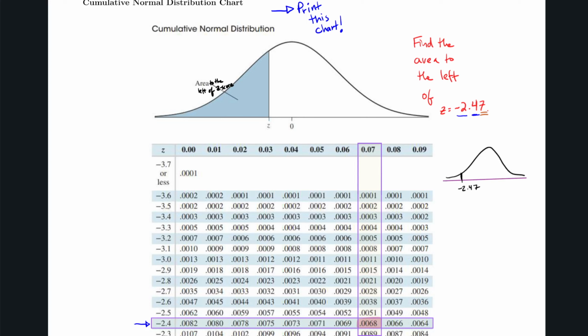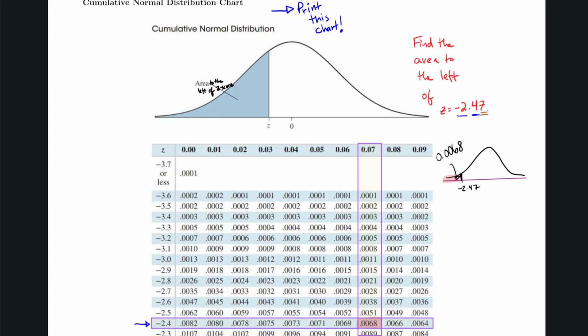If I was to draw a quick sketch of the situation, here's my standard normal curve. I've marked my negative 2.47. Far to the left, it's negative, so it should be to the left of the peak in the standard normal. And then we found the area from the beginning up to negative 2.47. That corresponds, from our chart, to be 0.0068.